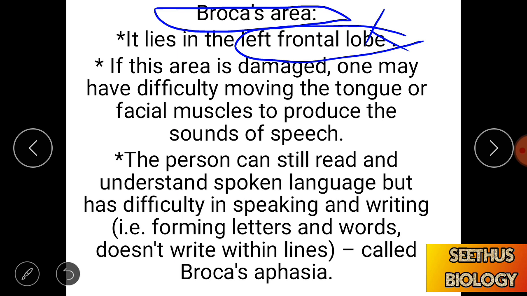The person can still read and understand spoken language but has difficulty speaking. A person affected in Broca's area may not talk and may not write, but he can listen and understand what is said to him. This condition is known as Broca's aphasia.